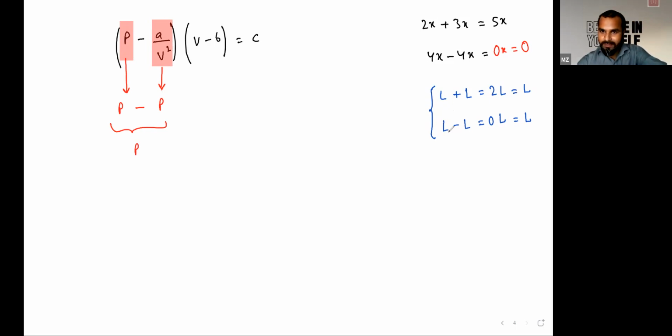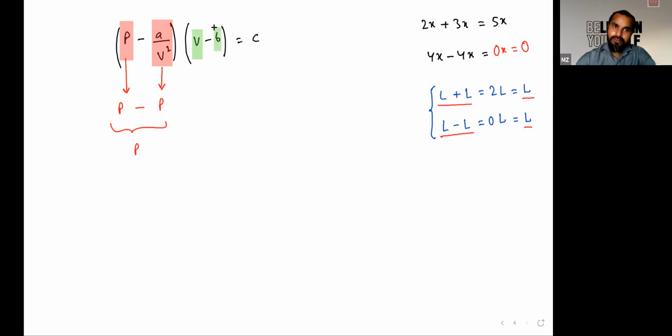As we have discussed, L plus L is nothing but L itself. Similarly, L minus L would give you L itself. 2 and 0 are numerical parts which are dimensionless constants, so we just neglect them in the case of dimension. Okay, Abhinav? Yes, sir.